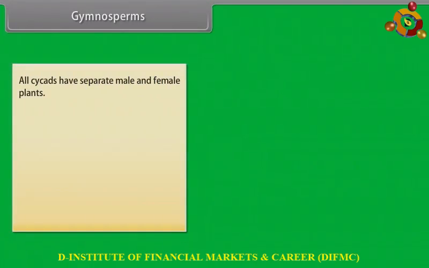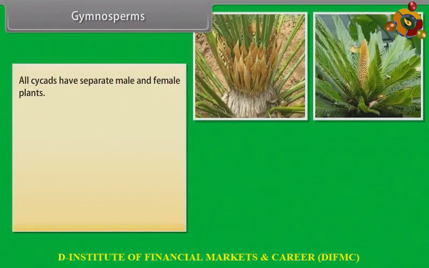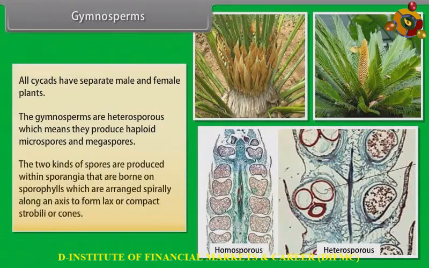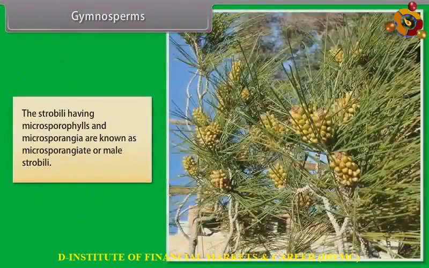All cycads have separate male and female plants. The gymnosperms are heterosporous, which means they produce haploid microspores and megaspores. The two kinds of spores are produced within sporangia that are borne on sporophylls, which are arranged spirally along an axis to form lax or compact strobili or cones. The strobili having microsporophylls and microsporangia are known as microsporangiate or male strobili.